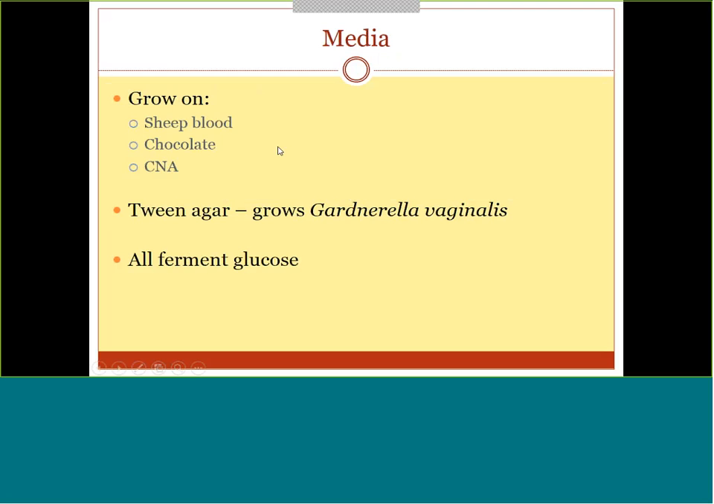They will all grow on, of course, sheep blood agar and chocolate agar, because those are supportive. Again, sometimes gram-positive rods will show up on CNA agar. There is a special agar called Tween agar that will help grow Gardnerella vaginalis if we ever suspect that.